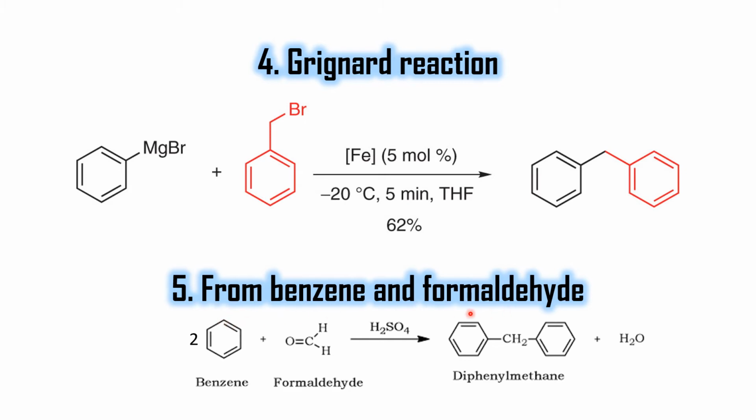There is also one option to get it from two benzene rings. As we have two benzene rings here, we just need a central carbon. So the central carbon can be provided by formaldehyde, which upon heating in acidic condition can give us diphenylmethane. There is loss of water.